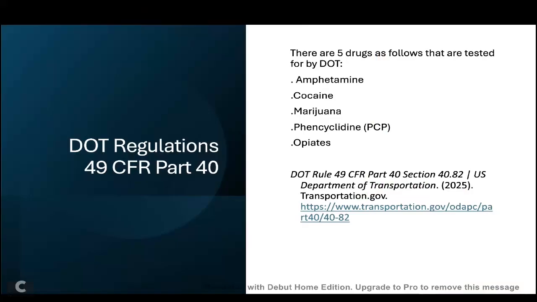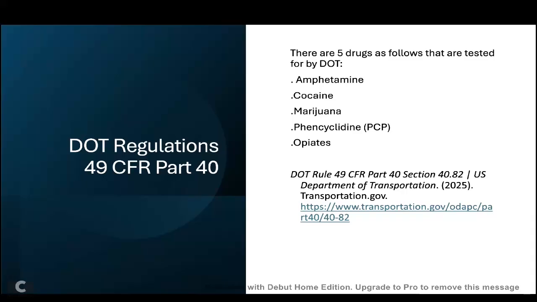So to get started, in DOT regulations, there are 5 drugs that they test for. These drugs include amphetamine, cocaine, marijuana, penicillin, and opiates. During drug screenings conducted, they use urine samples to conduct these tests. Some alternatives for these drug tests are saliva swabs or an electronic breath and alcohol test, an EBT.